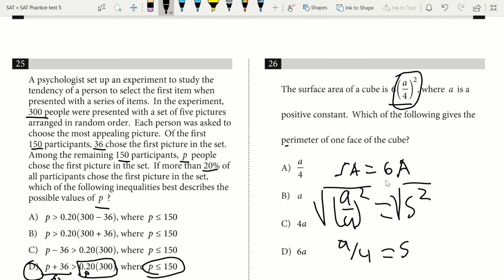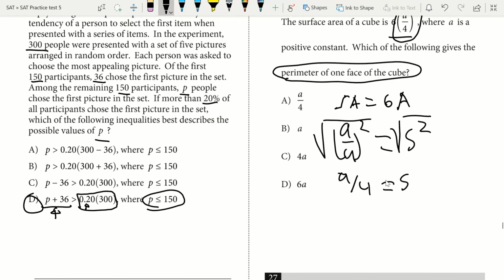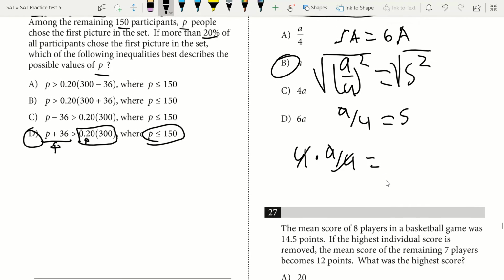And now I'm asked for my perimeter. I can use that side length then to find the perimeter because all the sides are the same. So I'm going to have 4 sides times my a over 4, which is going to give me my perimeter. Right, so my perimeter of one face of the cube, I got 4 times a over 4. My 4's will cancel, and I'm left with a. So my answer is going to be B.